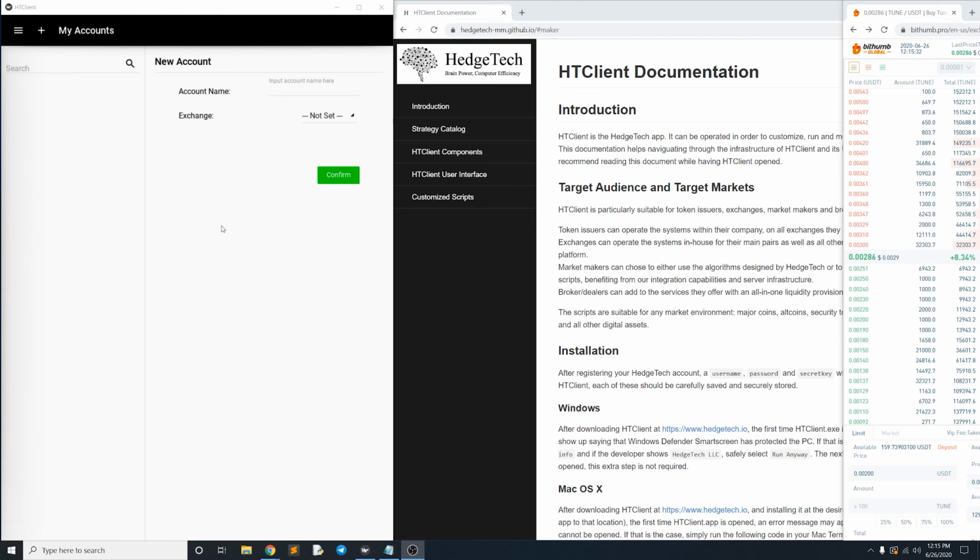I have the app opened here. I also have the app documentation, and I have a market on which we are going to run market making. Just want to mention that we're not affiliated with this project, which is symbol Tune.